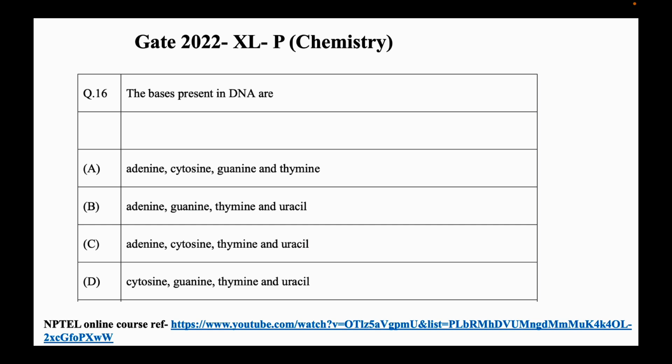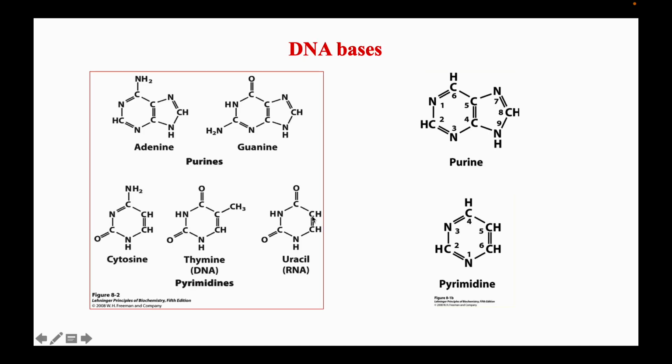So this is a pretty basic and easy question for 1 mark. This is the NPTEL online course reference. So we all know the answer. The answer is A. In DNA we have thymine instead of uracil, and in RNA we have uracil as a base. We'll briefly go over the bases in DNA and RNA. So in DNA, as we all know, we have adenine, guanine, cytosine and thymine.